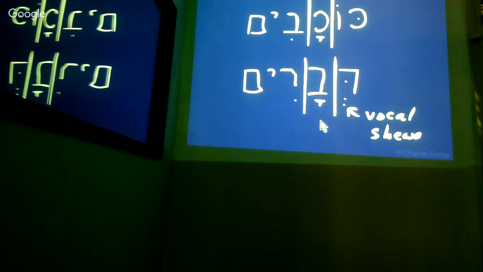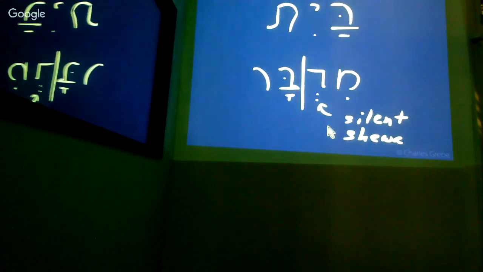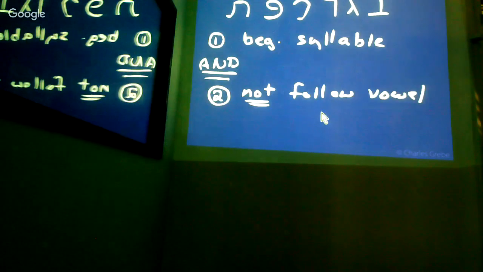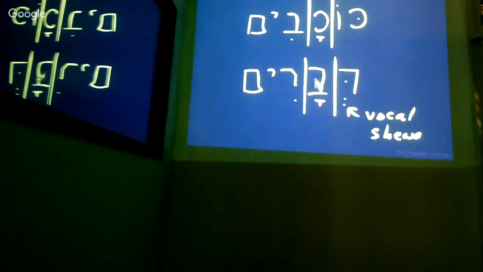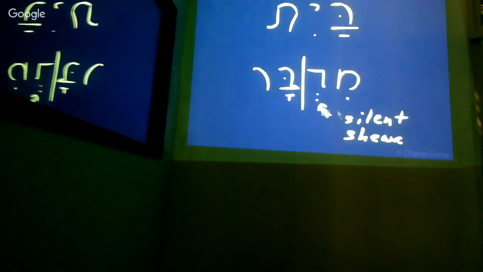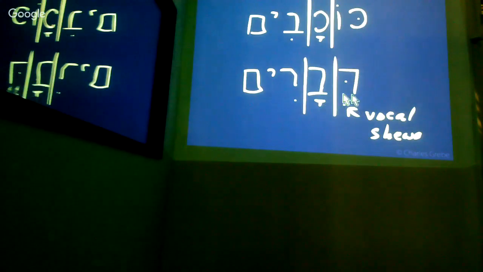Now, when you look at this word, you have to be a little careful, because you look at this word and there's no Daghesh here. Devarim. Yes, here, same thing. You've got a beit following a Shewa. There is a Daghesh. Here you have a beit following a Shewa. There is no Daghesh. Why is that? Because this is a silent Shewa. This is a vocal Shewa.